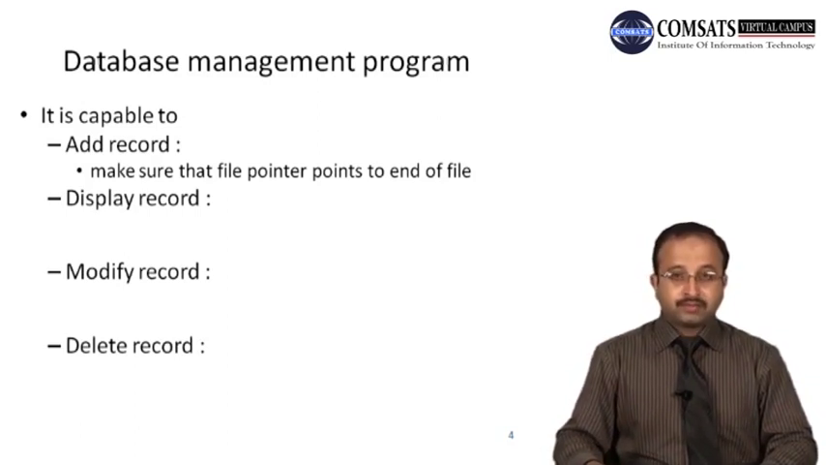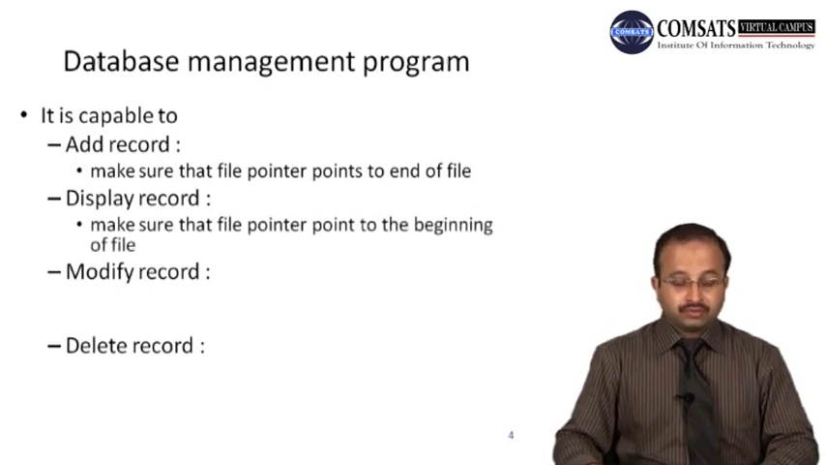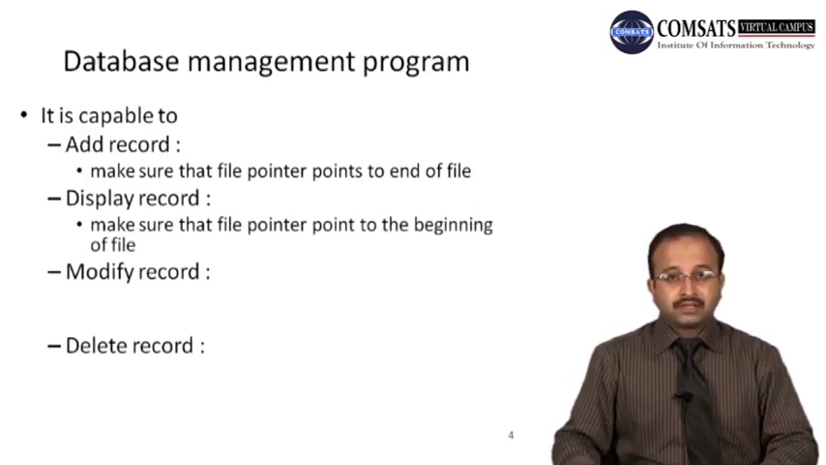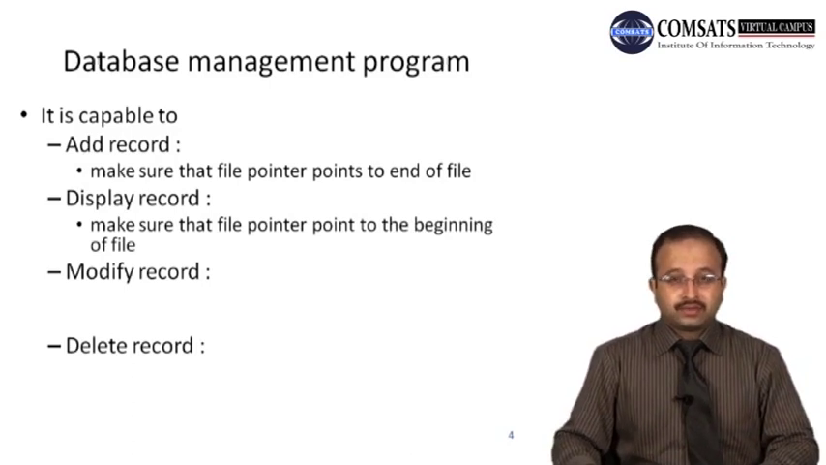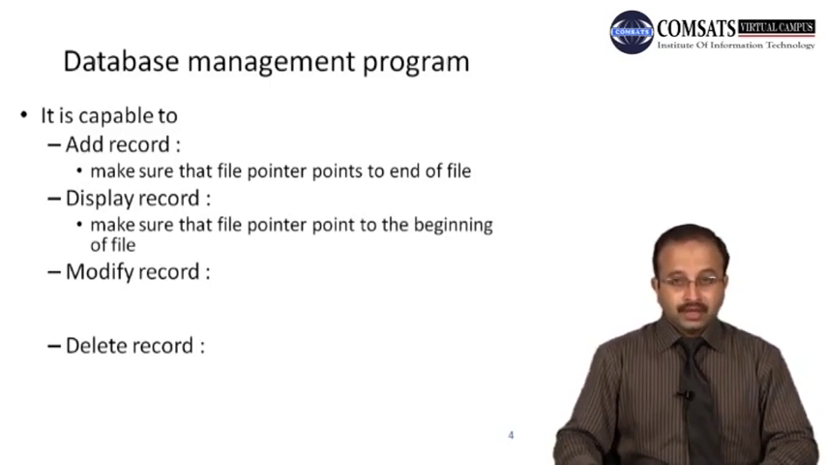Displaying records: display starts from the beginning, so make sure that the file pointer points to the beginning of the file, so it starts displaying the very first record in the file, and then the second, and then the third, and so on. If it is somewhere in between, for example if it is pointing at the end of the file, it won't display any record, right? It seems like the file is empty, there is no record, but actually the file pointer points to the end of the file and there is no record there, so that's why it is not displaying a record. So you have to make sure that the file pointer is at the beginning of the file so that all records are displayed.